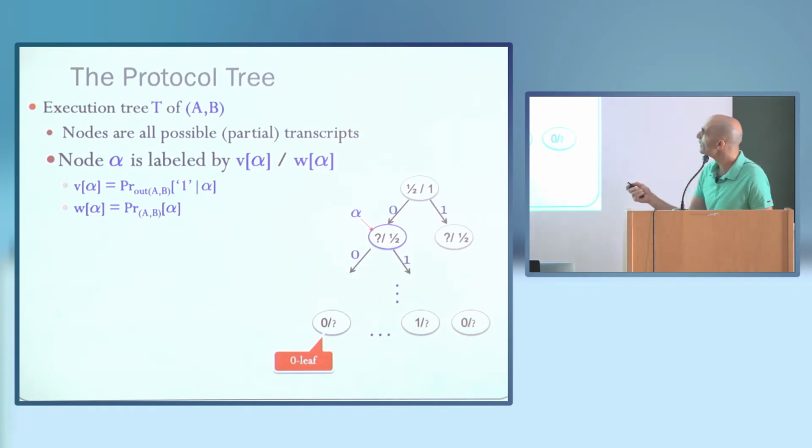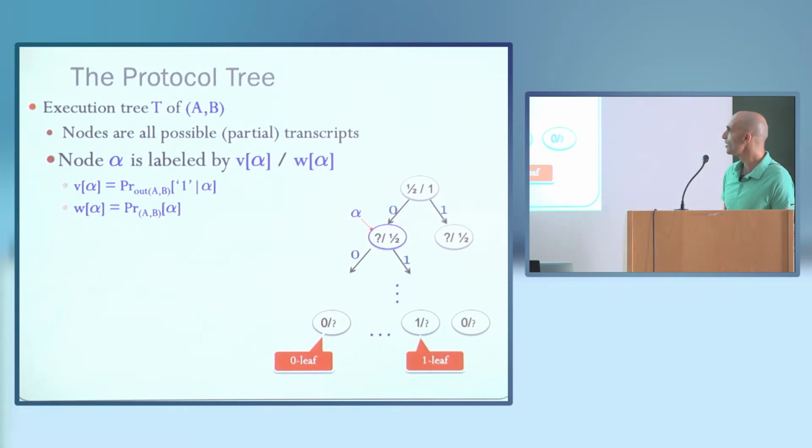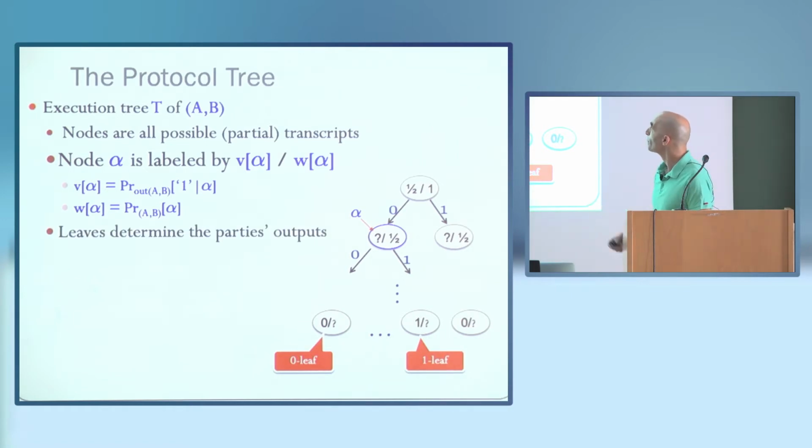The full execution of the protocol defines the output. So you either have 0 leaves or you have 1 leaves.